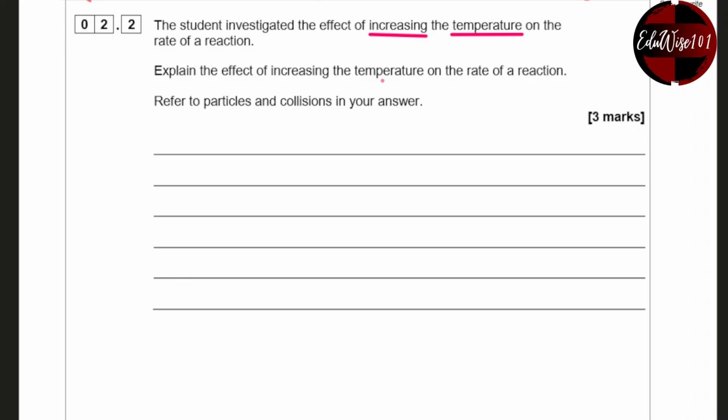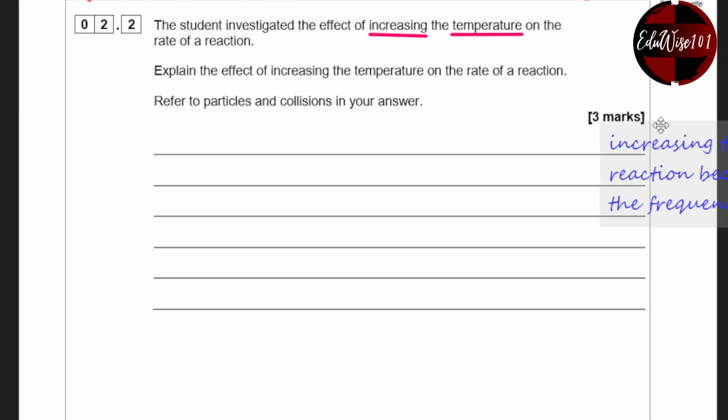If you increase the temperature, the rate of reaction will also increase. That would carry a mark. The explanation is because if you increase the temperature, the average kinetic energy or energy of the particles will actually increase, and that leads to more successful collisions between the reactants to become products or form products.